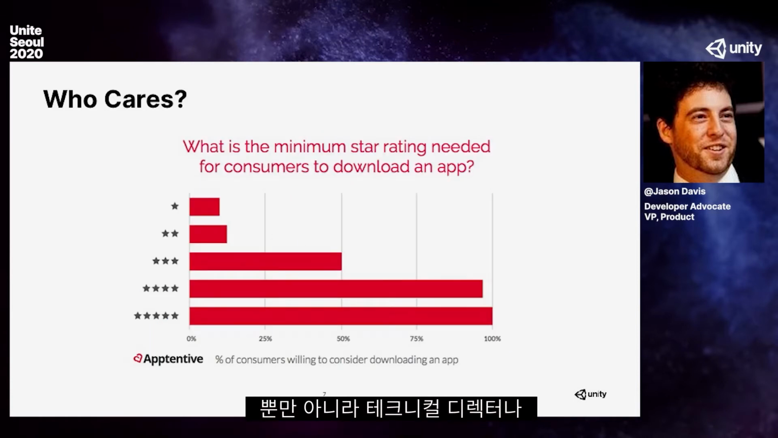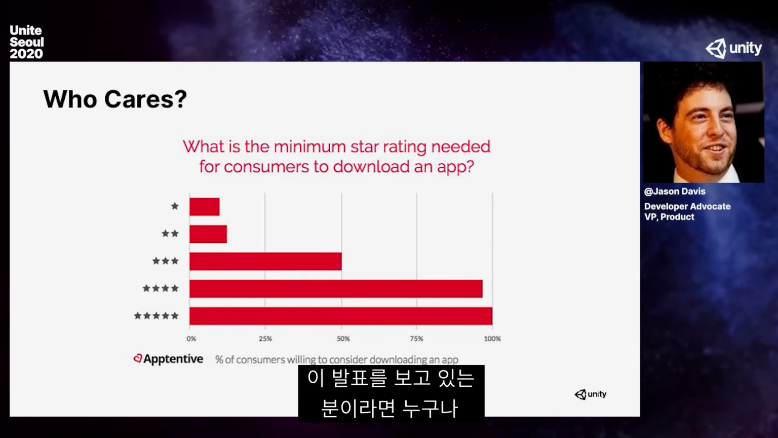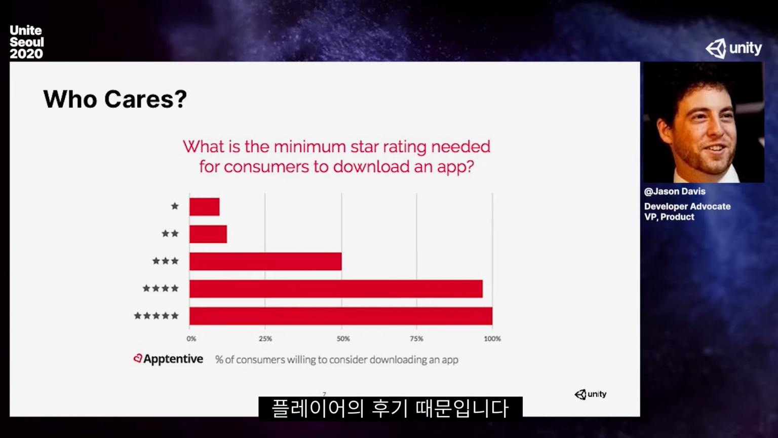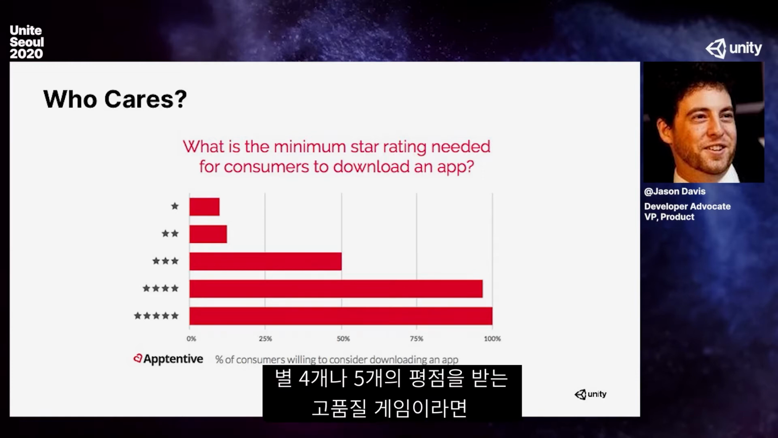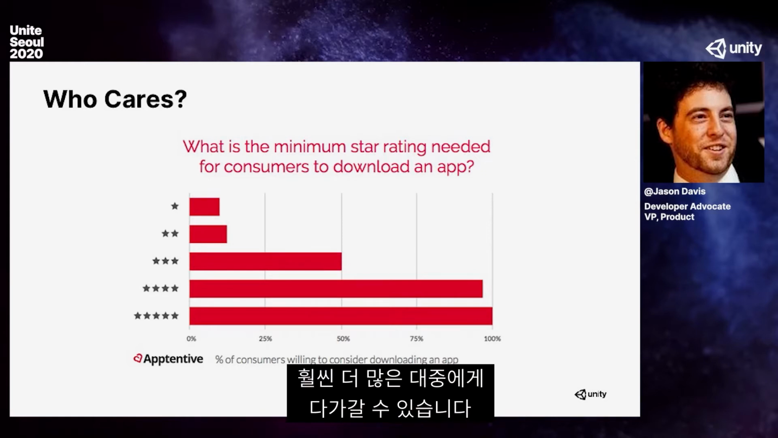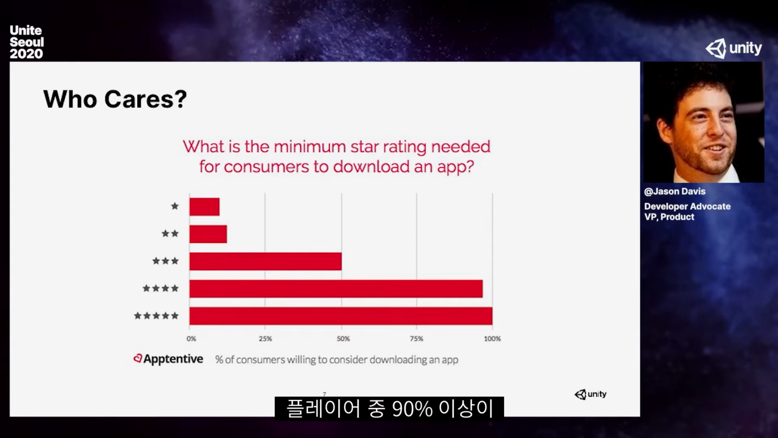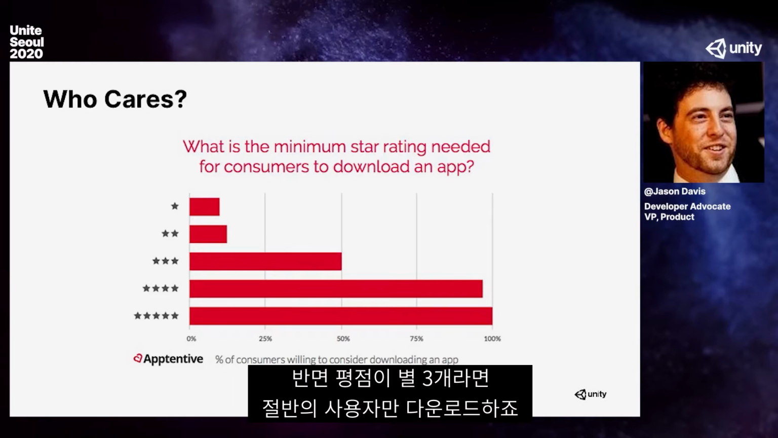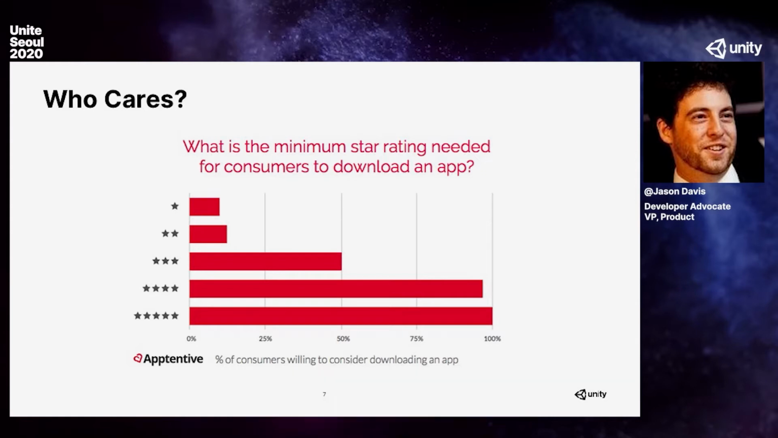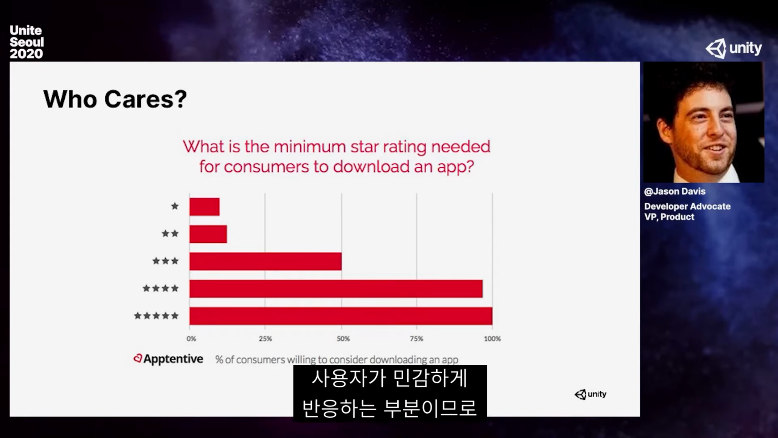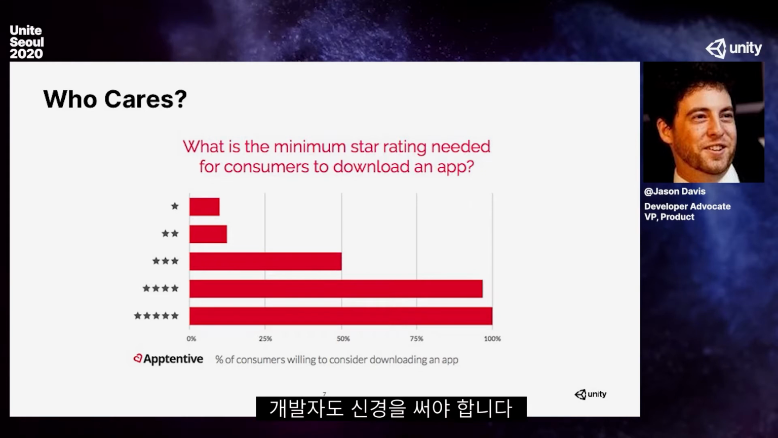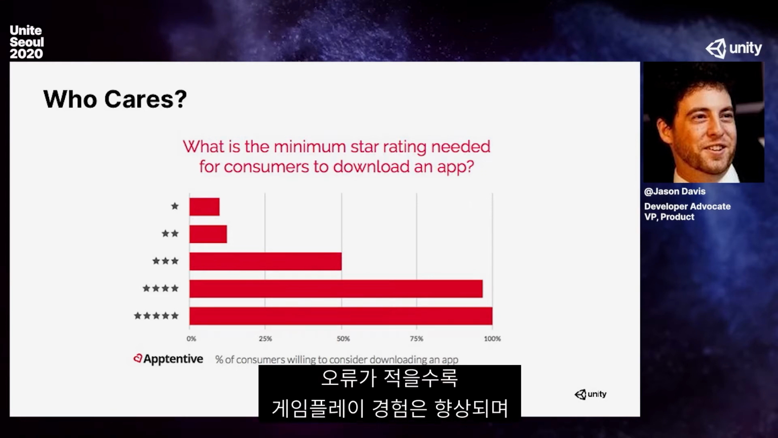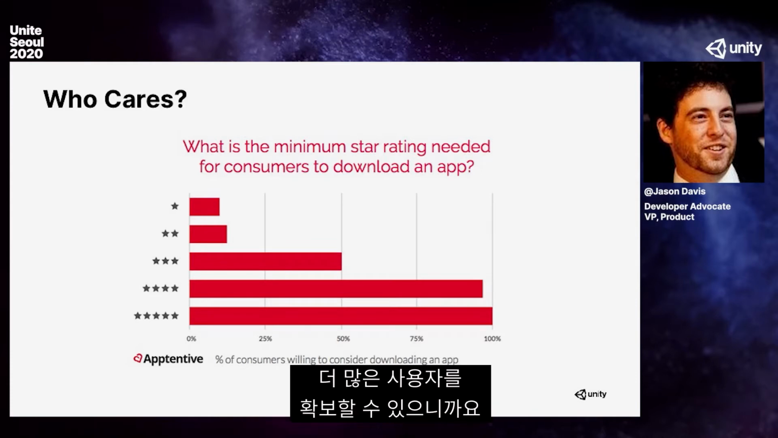Beyond that, technical directors, lead programmers, game producers, pretty much anyone who's watching this talk here should also care, right? And why is that? Well, again, players are reviewing their stats. And if you have a high-quality game, 4 or 5 stars, you have much more of the market available to you. So over 90% of players will download a game or an app with 4 or more stars. But if it's a 3-star app, only 50% of users will. Game crashes and instability can lead to poor ratings. It's one of the key factors that can lead to poor ratings. So your users care, and as a result, you should care, because the fewer crashes, the fewer errors, the better the gameplay, the more of the market is available to you.